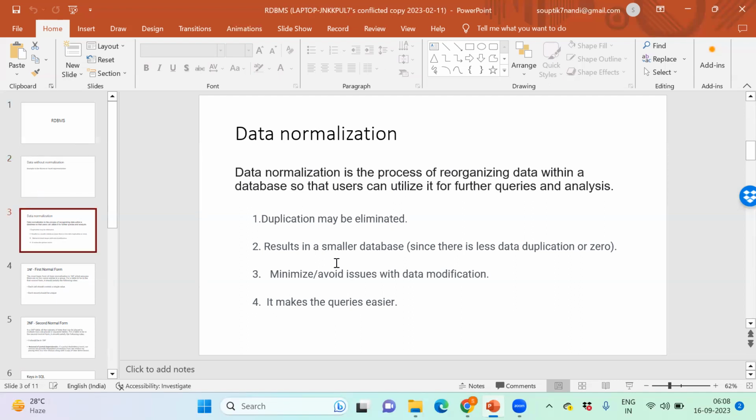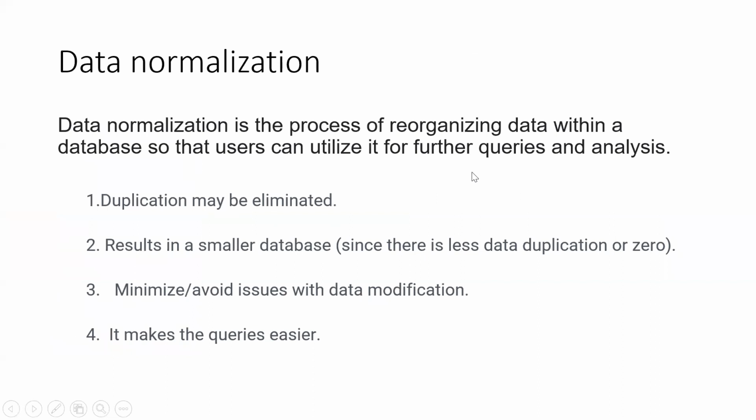Okay, so here are those advantages. Data normalization is the process of organizing the data within a database so that users can utilize it for further queries and analysis. Those are the steps and helpful things on top of normalization. Duplication may be eliminated. If I want a particular table to be normalized in nature, we must remove the duplicates, so that duplicate rows or records are not there.